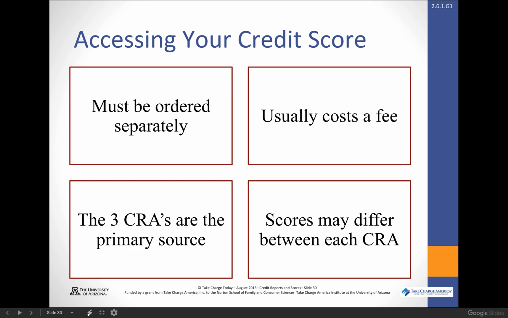But if that is not an option, the 3 CRAs are going to be the primary source and the most reliable source for checking your credit score. And again, just like your credit report is going to change based on which CRA you are working with, so will your credit score.